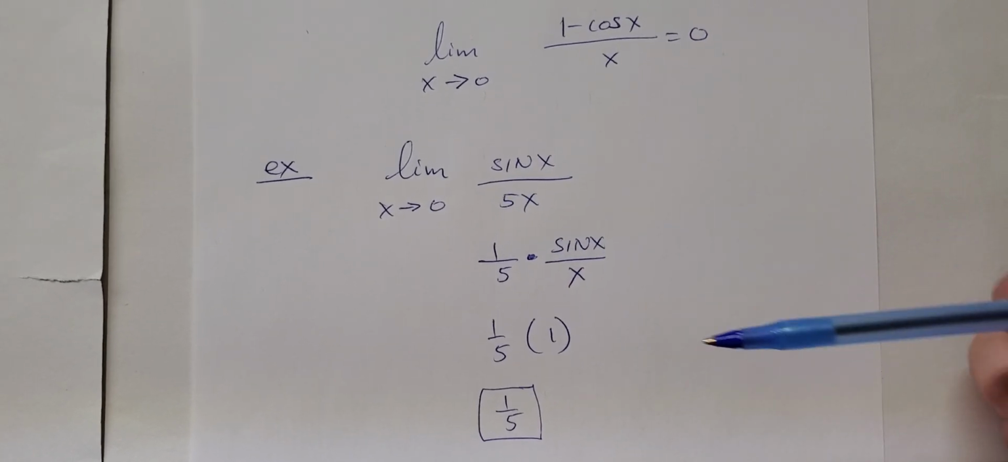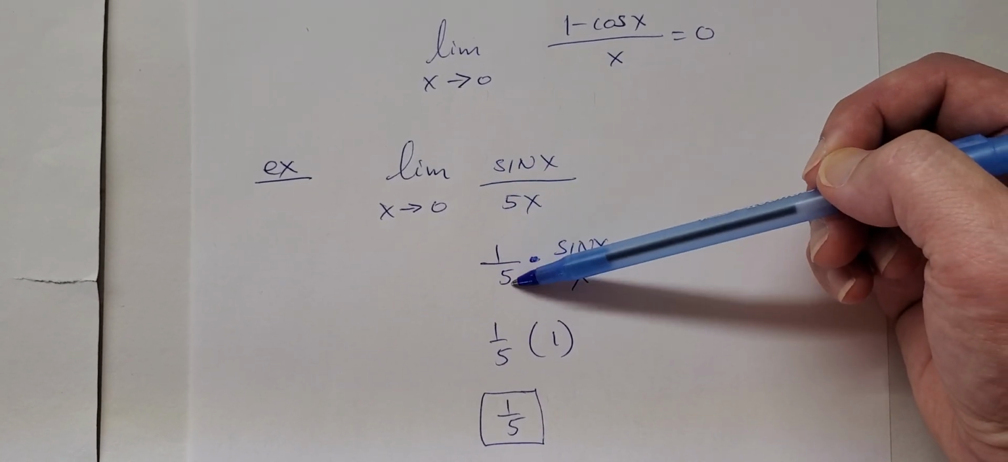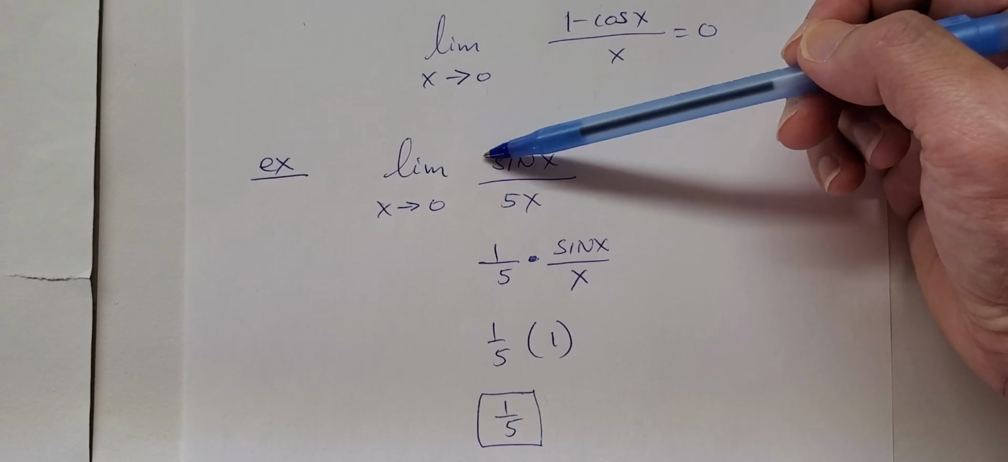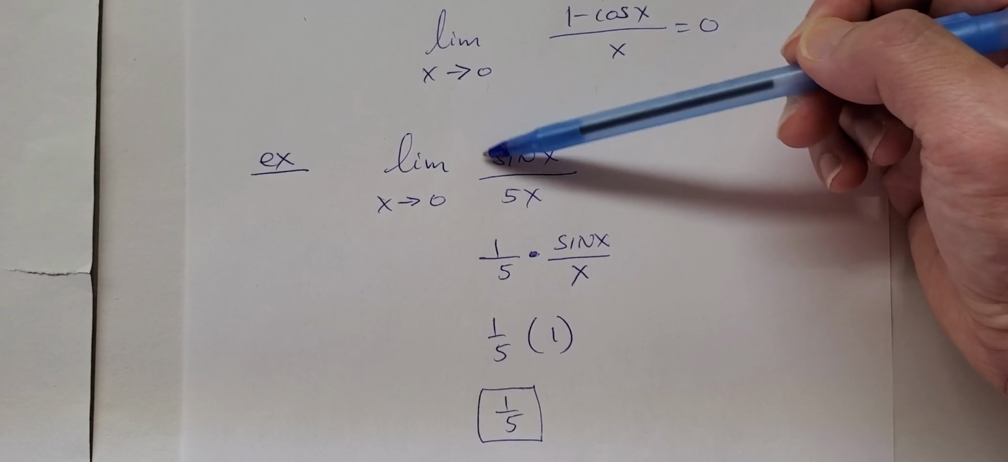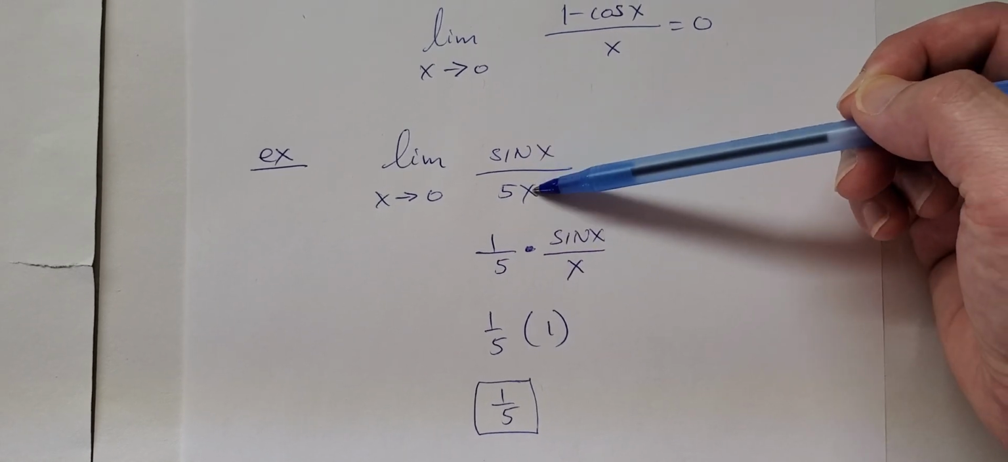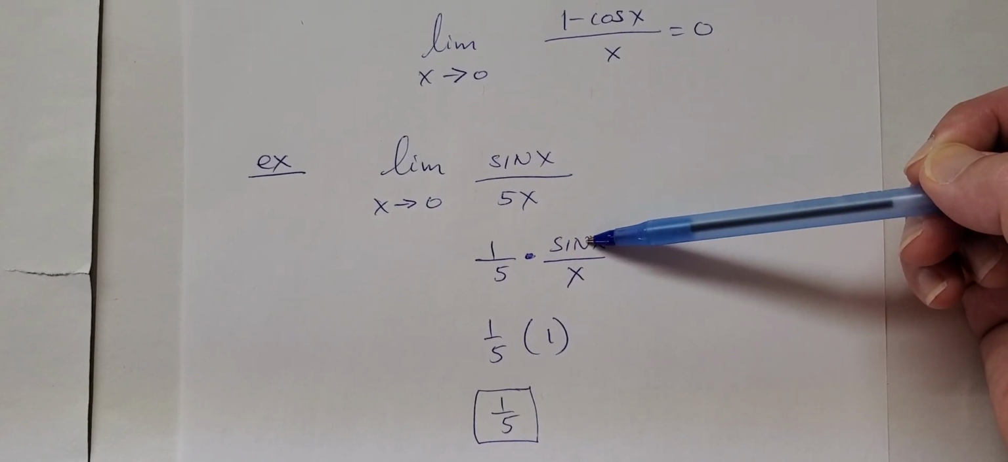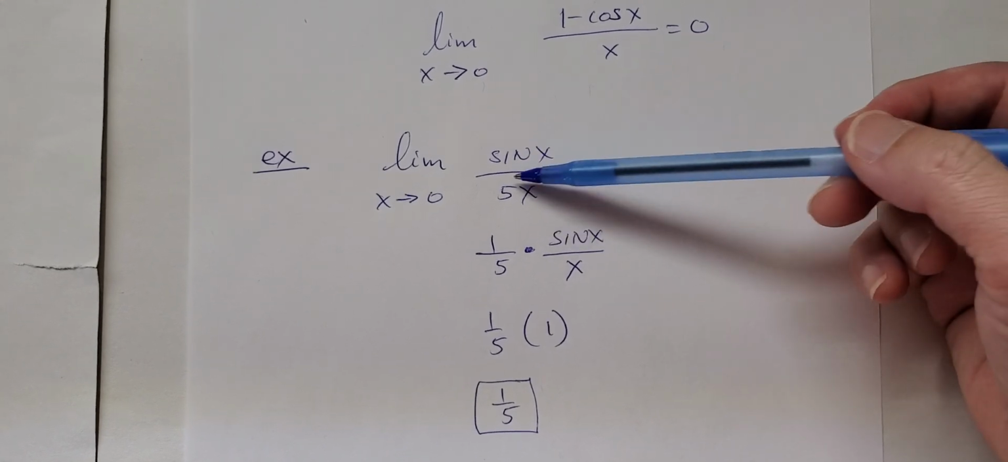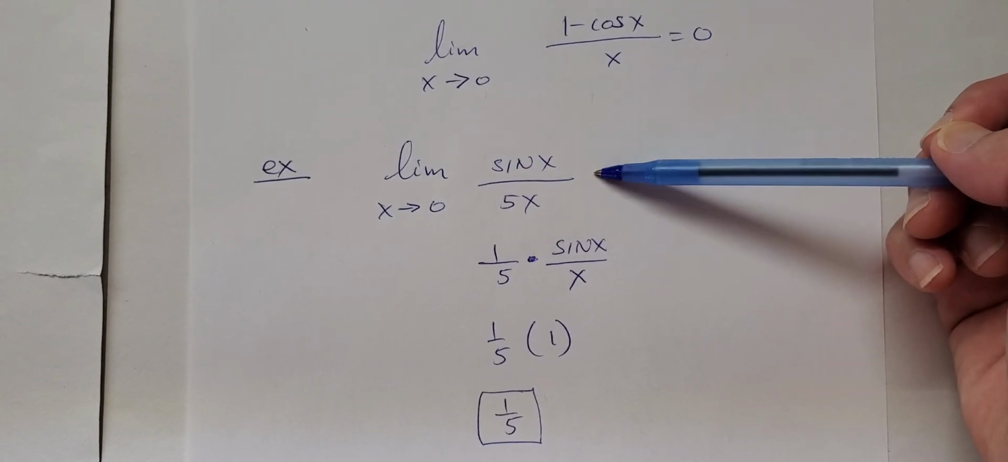One more time: where did the 1 over 5 come from? I hope you can see that there's a 1 right here. So 1 over 5 is the first part, and sine x over x is the second part. That is the only way we can solve this: we have to separate them.